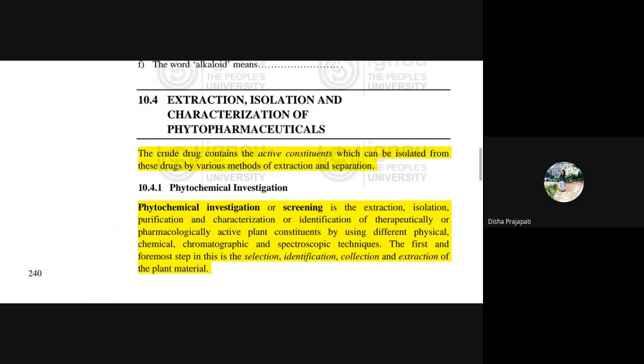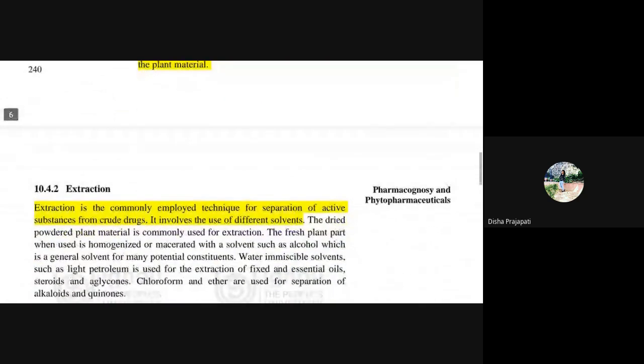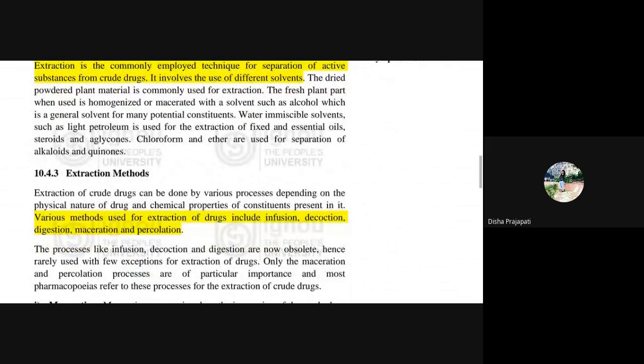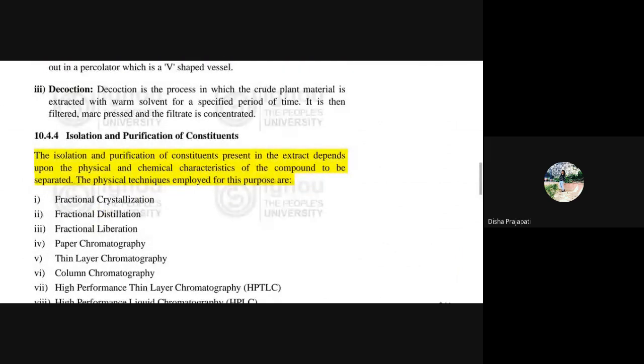The first and foremost step in this is selection, identification, collection, and extraction of the plant material. First, the extraction. Extraction is the commonly employed technique for separation of active substances from crude drugs. It involves the use of different solvents so that it is extracted in solution form. Extraction methods. Various methods used for extraction of drugs include infusion, decoction, digestion, maceration, and percolation. Then the second technique is isolation and purification.